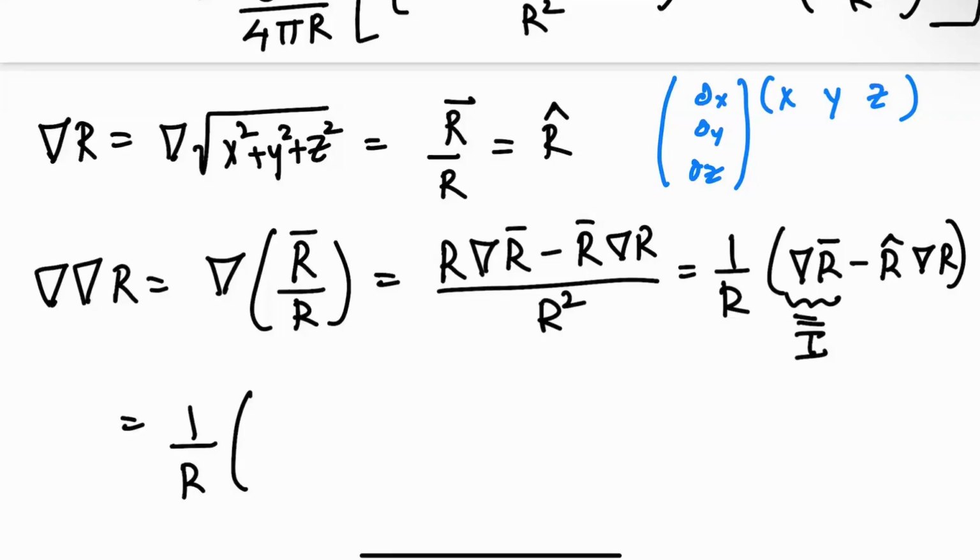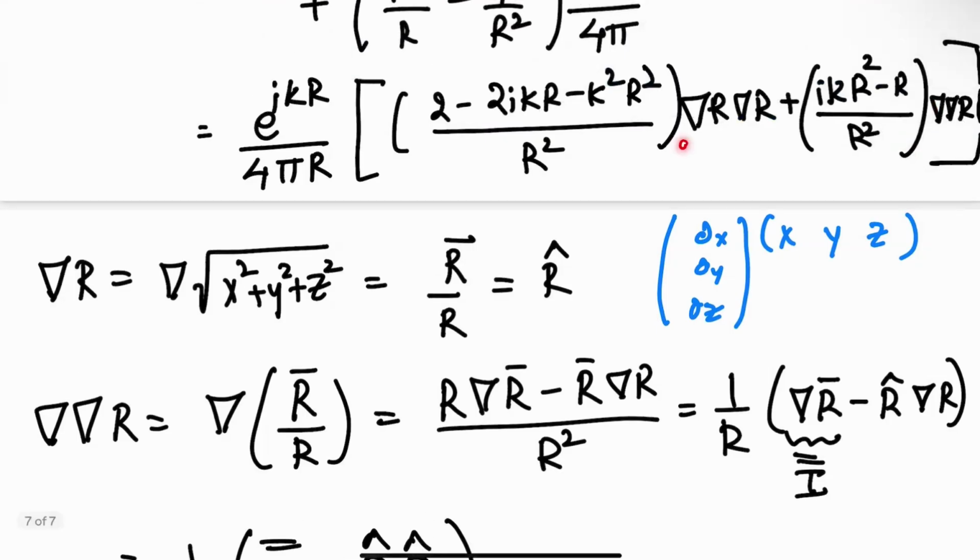Okay, so this gives me 1 over r times the identity minus r hat, and we have the gradient of r, but we know the gradient of r is nothing but another r hat. So that's r hat, r hat, and that's a dyadic quantity. Since we've evaluated these two things, we can now substitute them in and simplify.